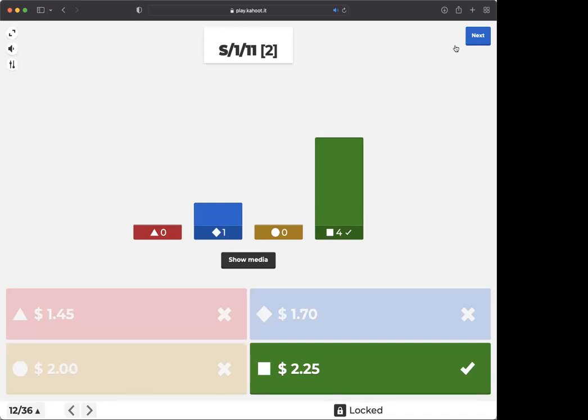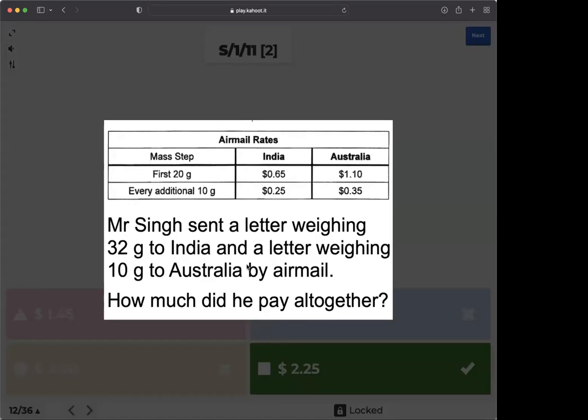Okay, most of you got this correct. Let me go through this with you. If it's 10 grams to Australia, you just need to pay this amount, $1.10. If it's 32 grams, the first 20 grams is this. The next 10 grams will be this. Then the last 2 grams will be considered as 10 grams, which will be another 25 cents.